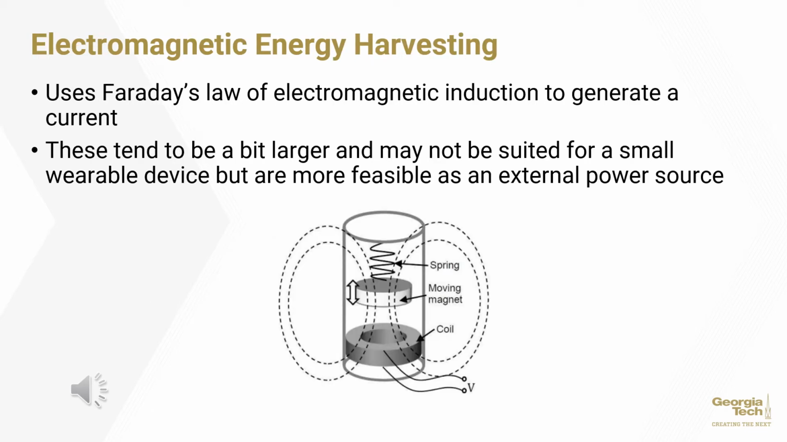Electromagnetic energy harvesting uses Faraday's law of electromagnetic induction, where current is induced in a coil from the movement of a magnetic field. This works by having a magnet on a spring that will move or oscillate from outside motion. This moves its surrounding magnetic field, which induces a current in the nearby coil. These tend to be a little larger and heavier and might be more suitable as an external mobile power source rather than embedded into small wearables like wristwatches.